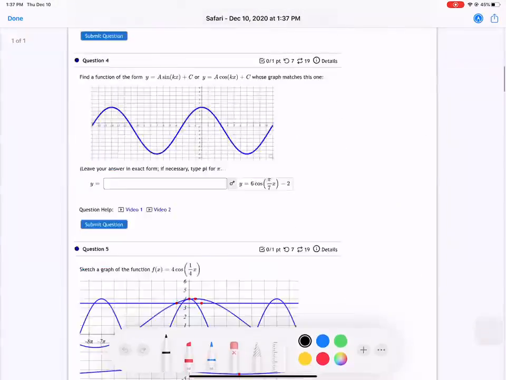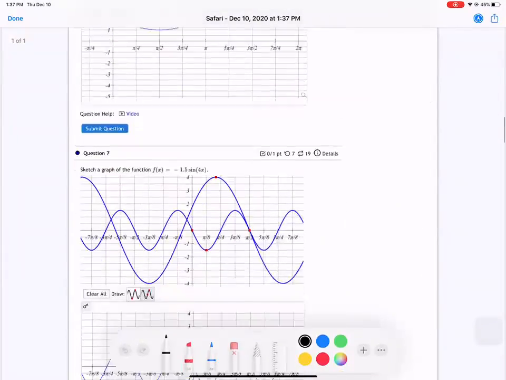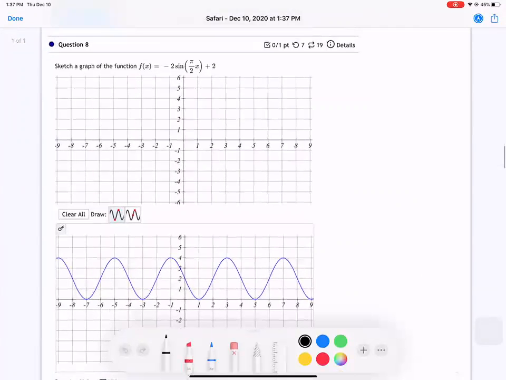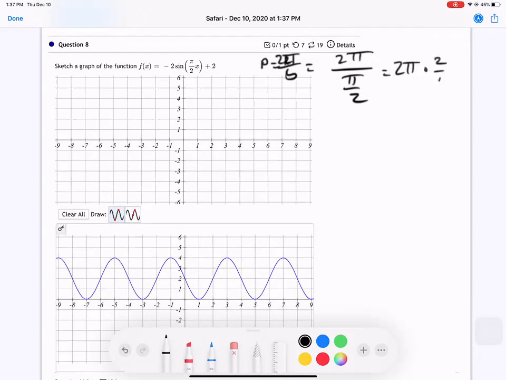Okay, let's jump to question 8. Let's see if 8 is the same thing. 8 is very similar to the last one. Here's the careful part about 8. The period here is 2 pi over b. But the b value is, look at it, it's pi over 2, right? So we're going to rewrite this as multiplying by the reciprocal, 2 pi times 2 over pi. The pi's divide out, leaving me just 4. So my graph is going to end up stopping at 4.